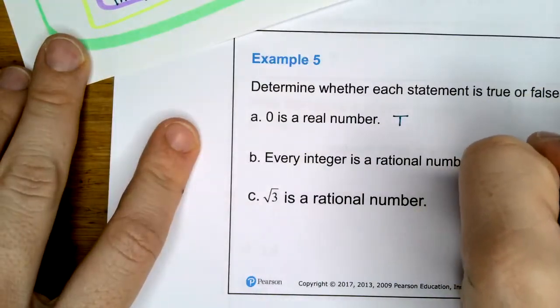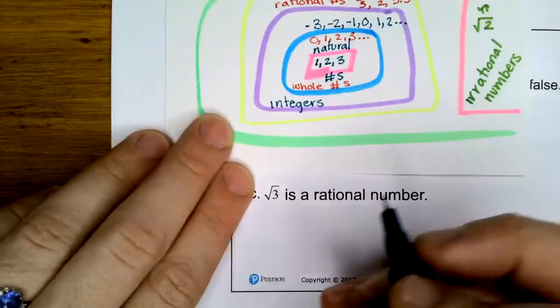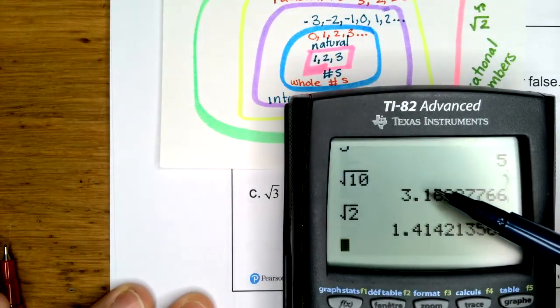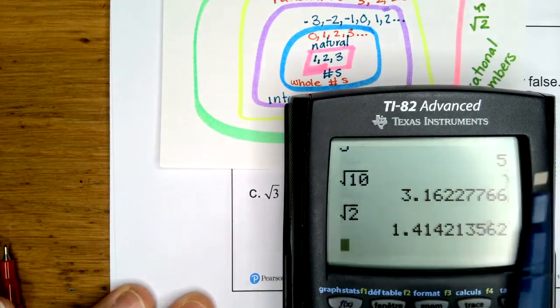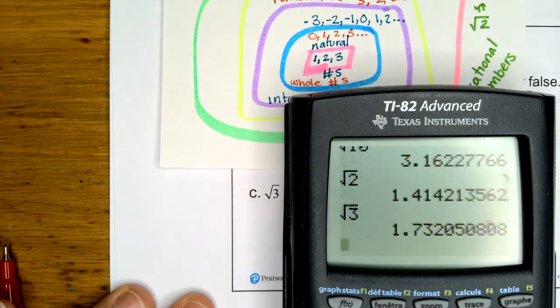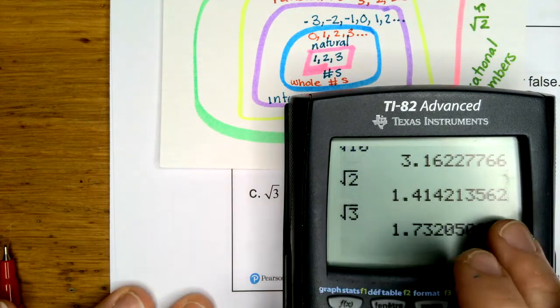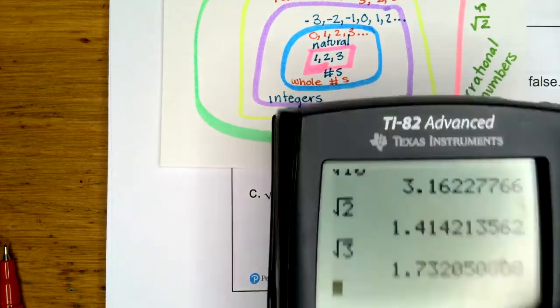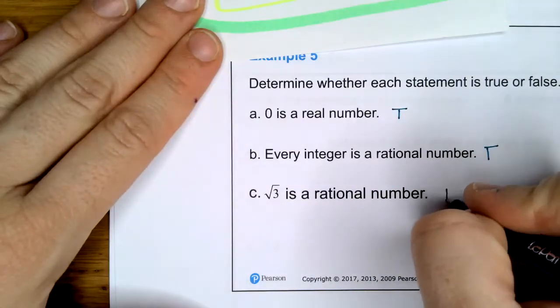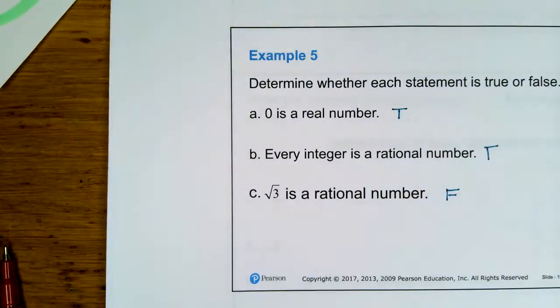Yes. The square root of 3 is a rational number. I don't really know. Put it in my calculator. Because it turns out the square root of 10 is a rational number. The square root of 3 is not. Or sorry, square root of 2 is not. So look at square root of 3. It is not. It goes as far as my calculator will allow itself to go. So we have a true, and a false.